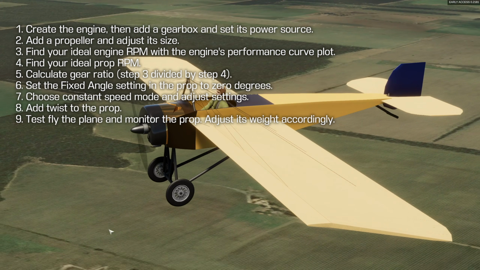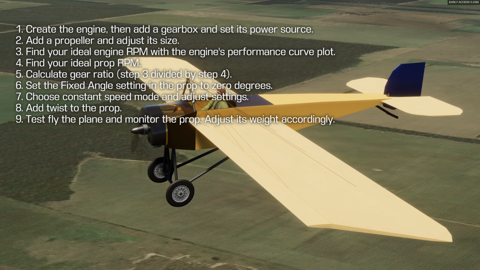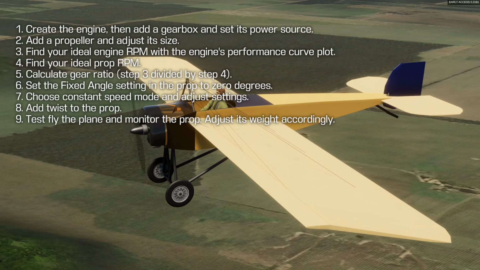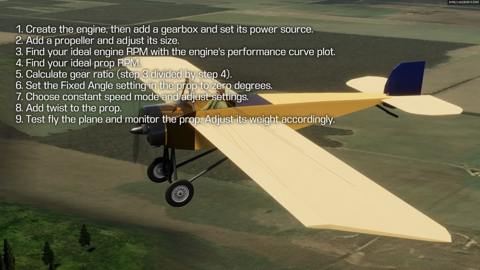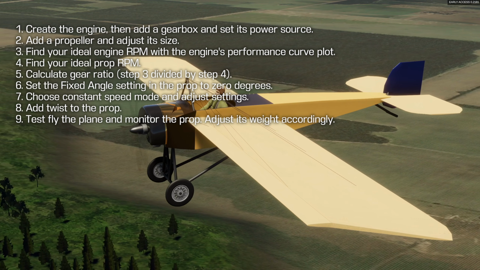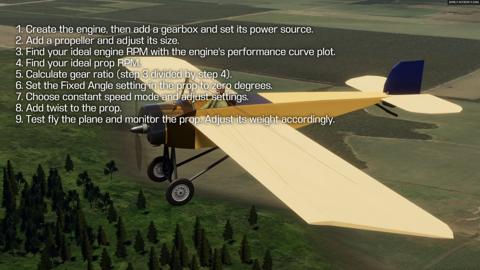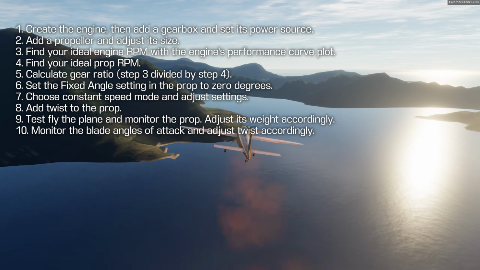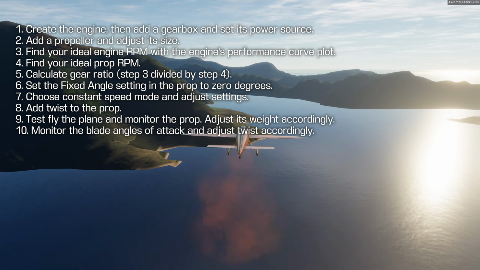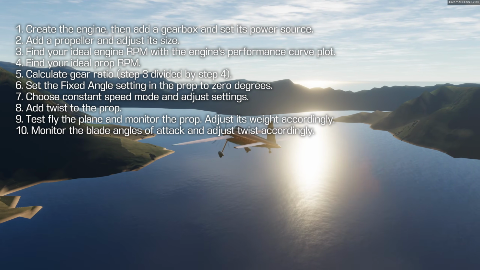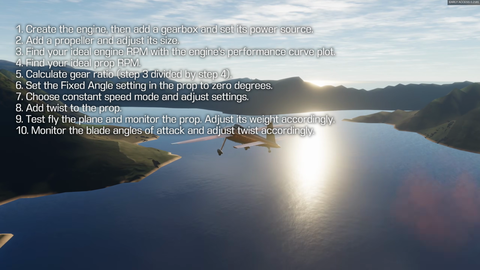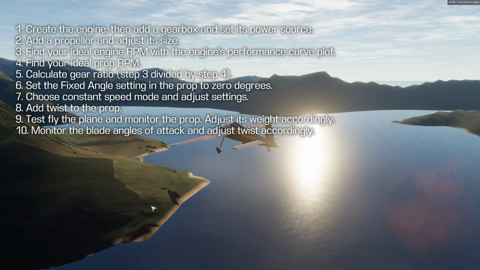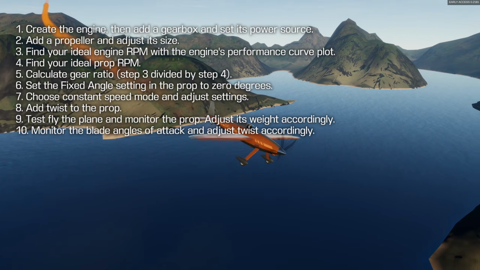If the prop is too far below the RPM you want it at, it is likely too heavy for the engine and needs to be made lighter by reducing blade count, chord, or length. If the prop is too far above the RPM you want it at, and the blades are stalling at all sections, it needs to be made heavier. 10. Once the prop is at a decent RPM, make sure the blade angles of attack are all near 5 to 8 degrees in flight at the speeds you will be operating at most. If a section's AOA is too low, increase it, and vice versa.